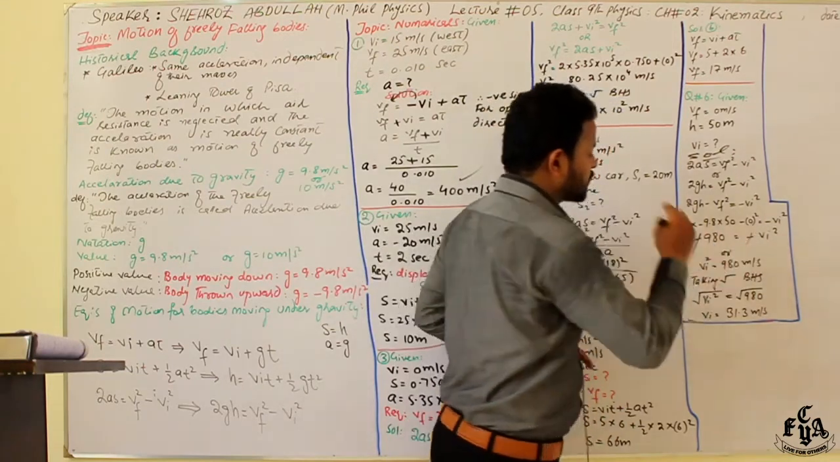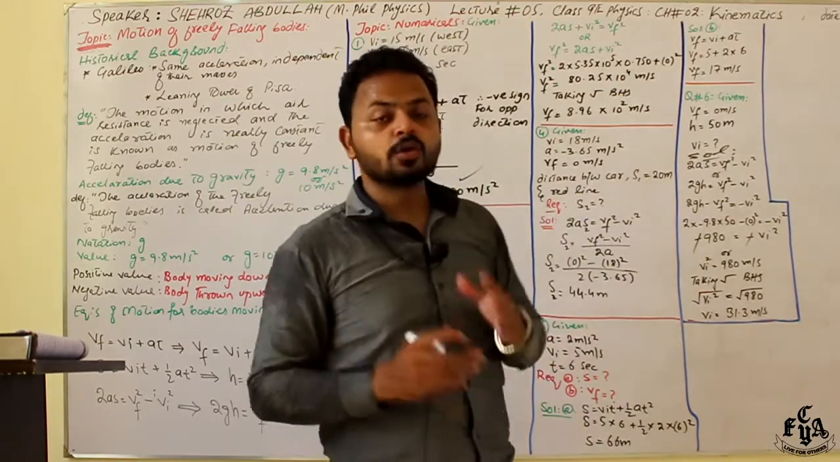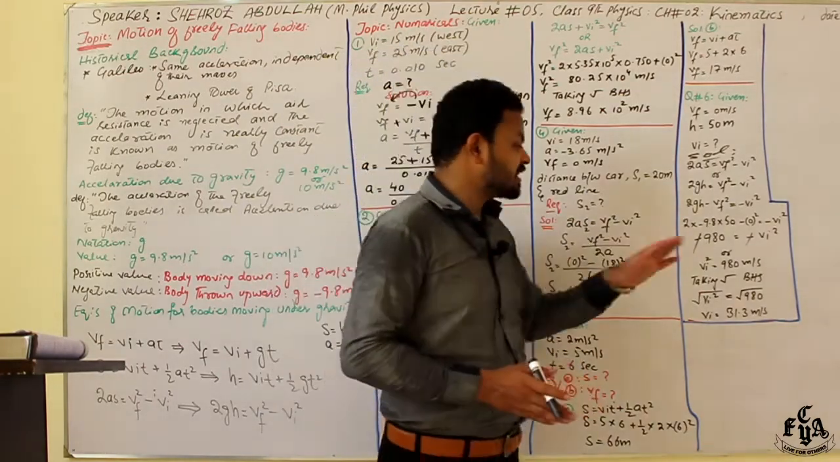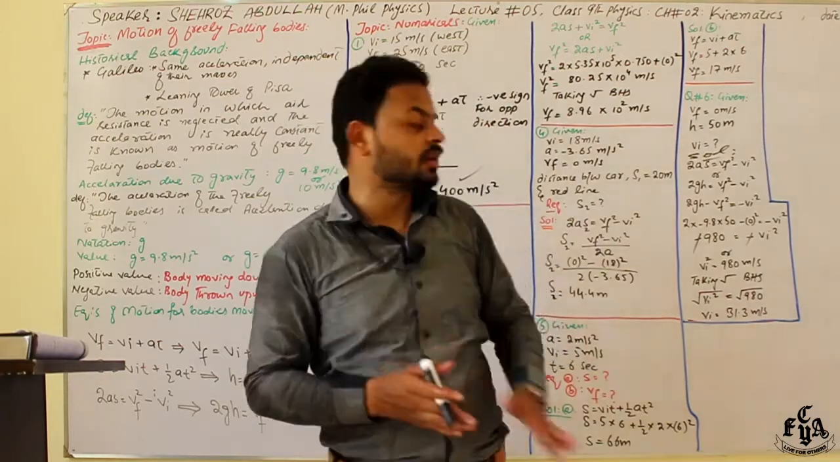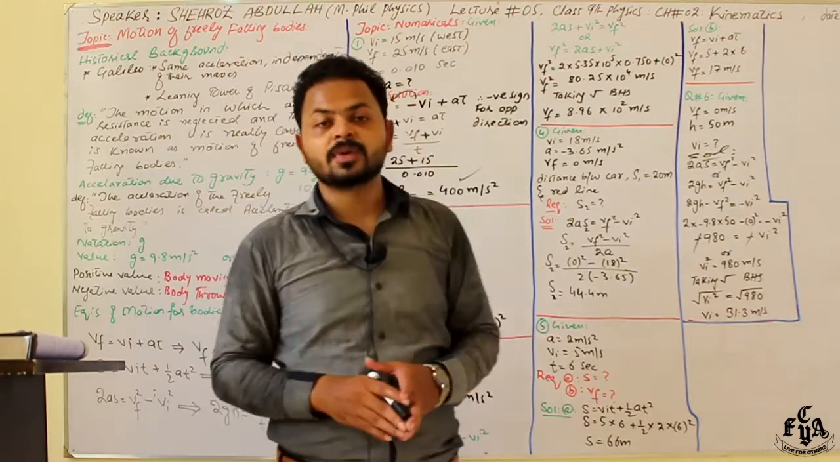Minus will be cancelled from both hand sides. Vi square will be equal to 980 meters per second square. Taking the square root on both hand sides, you reach a result of Vi is equal to 31.3 meters per second.